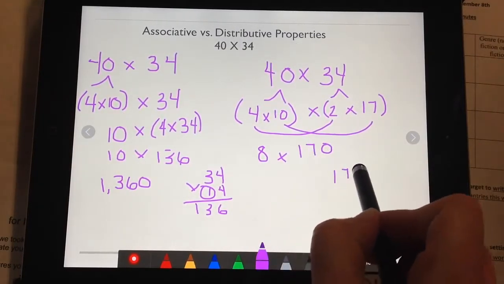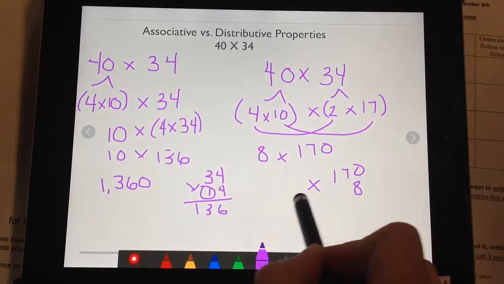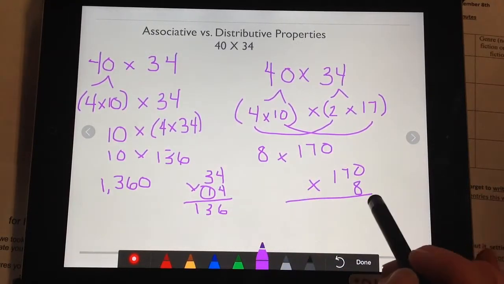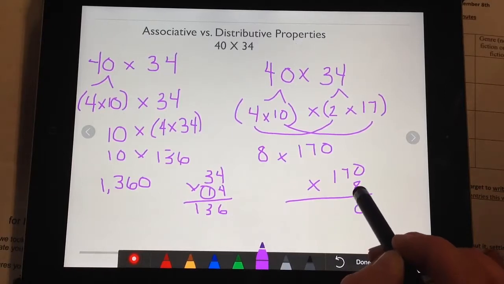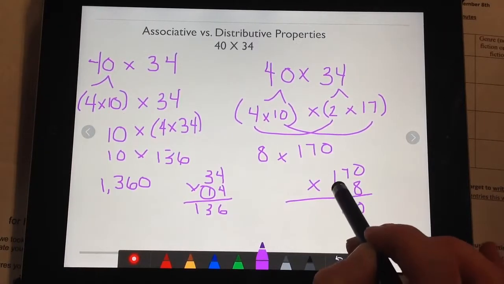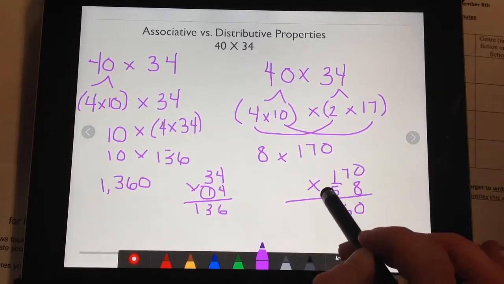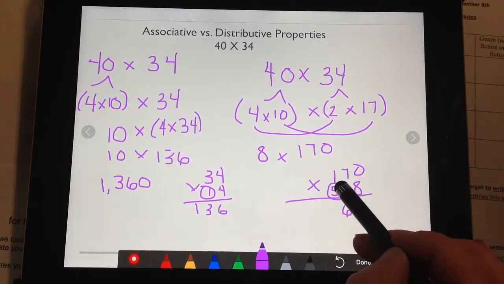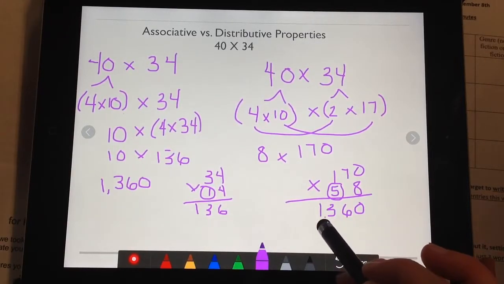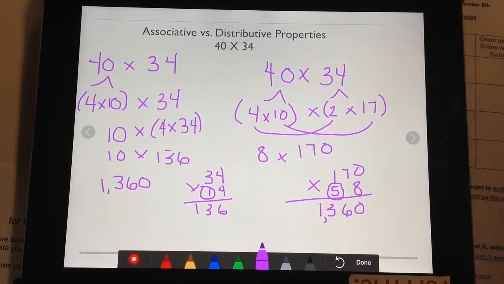Let's see if this works. 170 times 8. 8 times 0 is 0. 8 times 7 is 56 tens. 8 times 100 is 800s, plus 5 is 13. I get the same exact answer. Good luck.